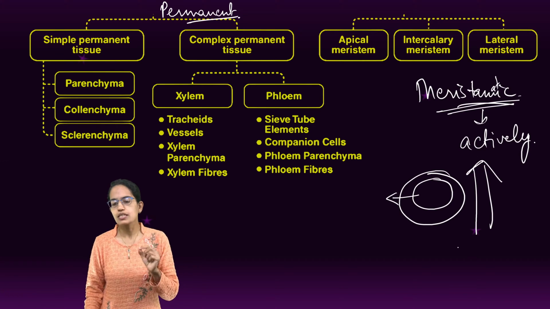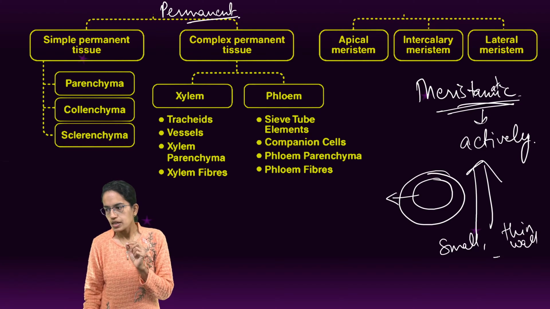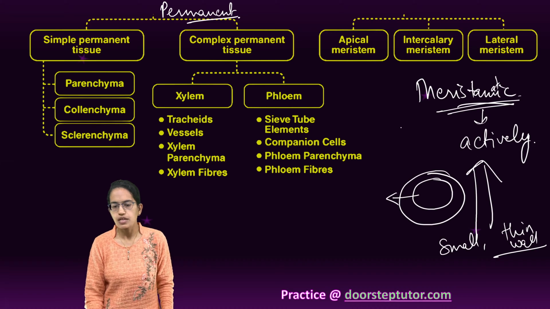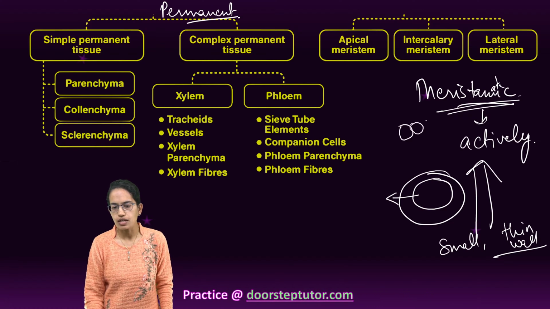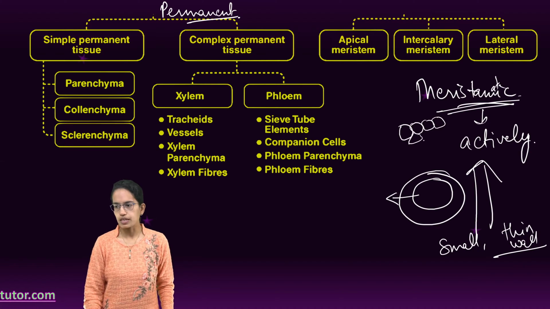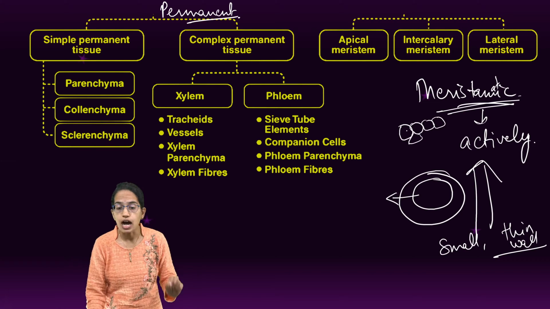width. Now, these meristematic cells are small. They have a very thin wall. They are packed tightly. There is no intercellular space which is present. So the cells are packed very closely with no intercellular space that lies between them. And they have a typically large nucleus.